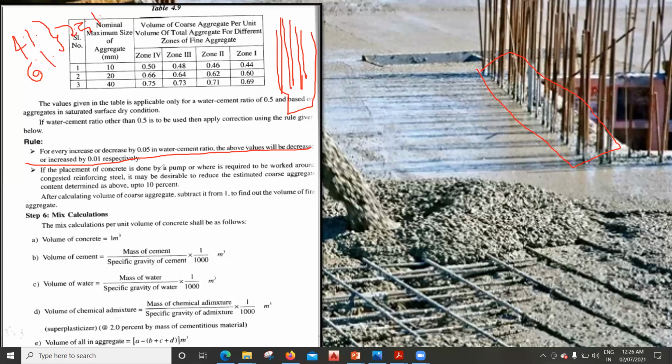If the placement of concrete is done by pump, or if the concreting is being done in congested reinforcing steel, it may be desirable to reduce the estimated coarse aggregate, because if you have more coarse aggregate, then what will happen? The concrete will get stuck. So instead of that, we'll try to decrease the coarse aggregate and increase the fine aggregate, right? So it may be desirable to reduce the estimated coarse aggregate content by about 10%. That is why we have done the 10% reduction, right? I hope you have got an idea why those things are.